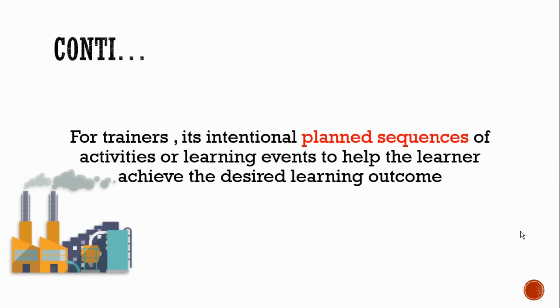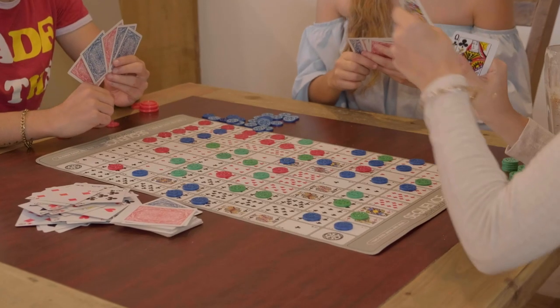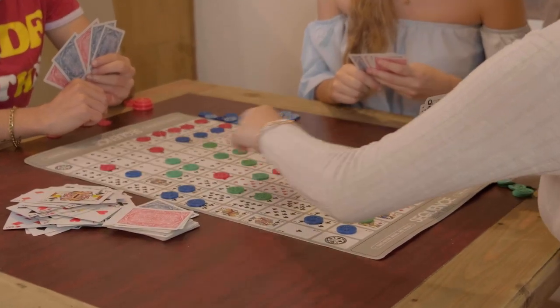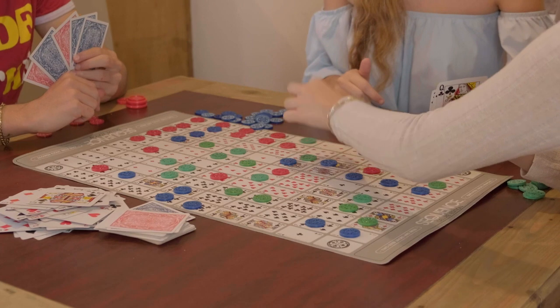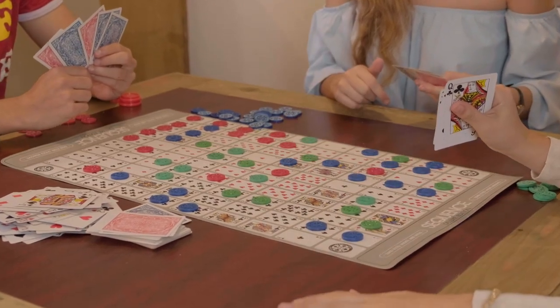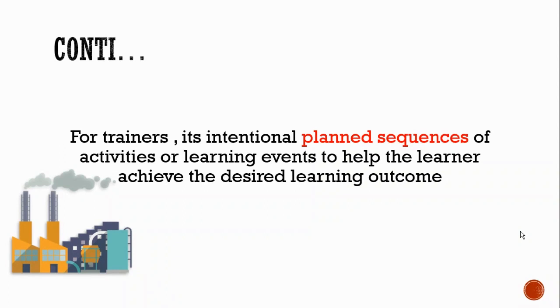So basically, active learning to us as trainers, what does it really mean? For trainers, active learning is an intentional planned sequence of activities or learning events to help the learner achieve the desired learning outcomes. And that's what we did in our session plan. So based on our learning outcomes, we derived different classroom activities to achieve those learning outcomes.